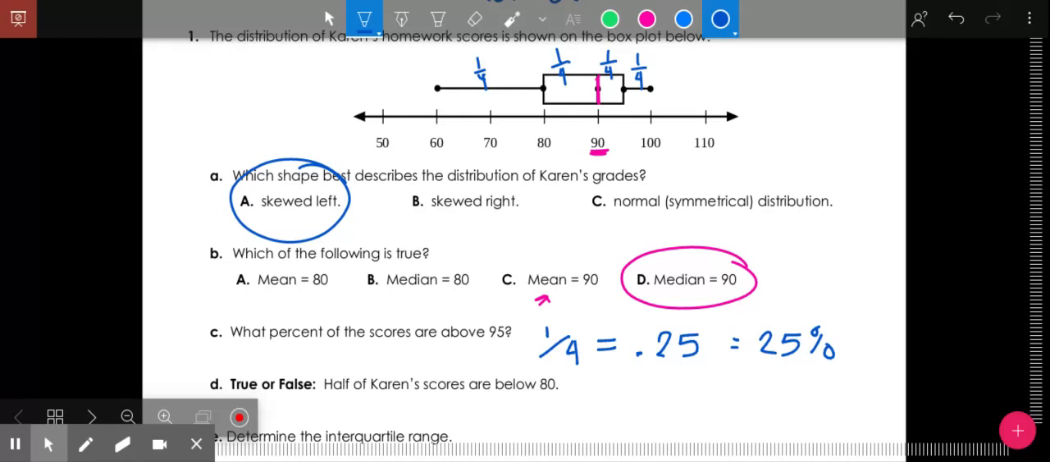True or false? Half of Karen's scores are below 80. They're trying to trick you again. We know that half of the scores are above 90, not 80. So that's false.